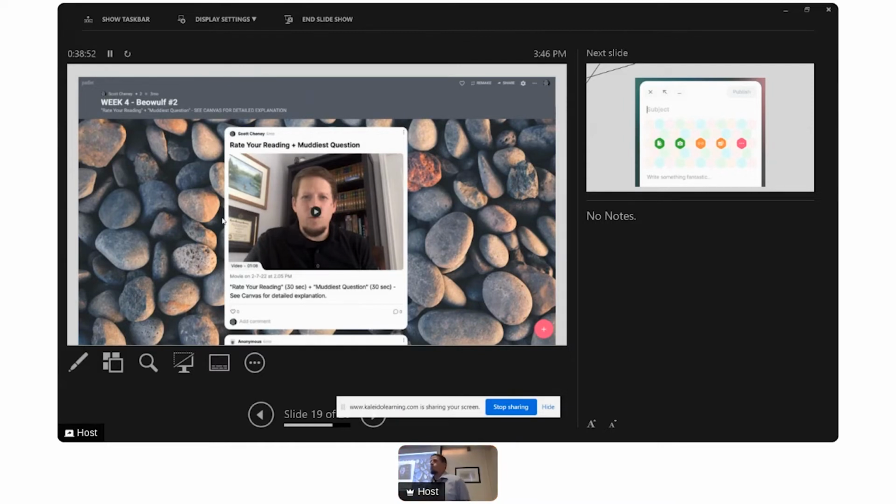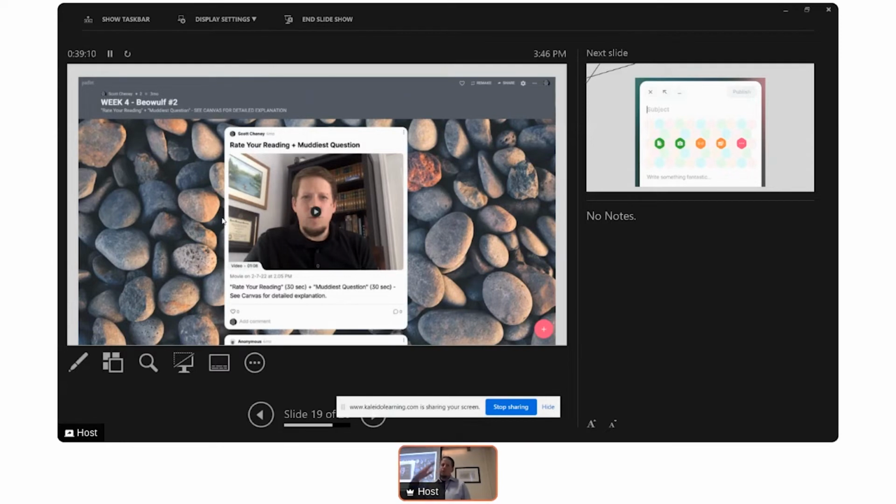Mm-hmm. So do you have a corresponding assignment page in Canvas that you then use to grade whatever they're working on? Yes, that's actually one thing I liked about Flipgrid. In Padlet, you don't get a lot of room to put text, and so I would say see Canvas for detail.